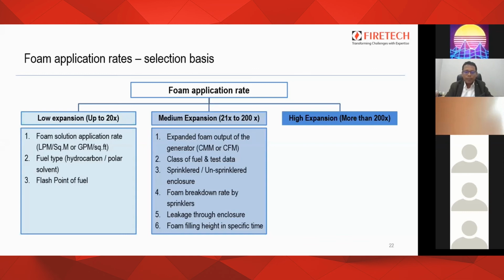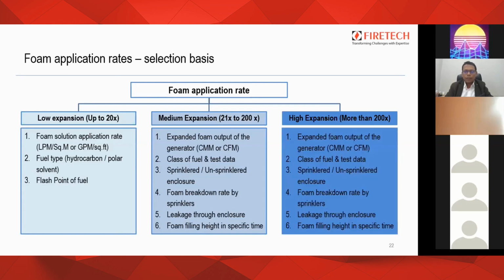And we have the test data, and whenever a system is to be designed, we can support our partners with the test data. Fifth is the leakage through enclosure. Most of the time there is a leakage factor which comes into play, so we have to consider that too. And sixth, most important, what is the foam filling height in a specific time? So what is the height of foam to be developed in the enclosure in a specific time? As an aircraft hangar has a different foam filling height per minute, NFPA 11 has a different foam filling height per minute. So even that has to be considered while deciding on the foam application rate.